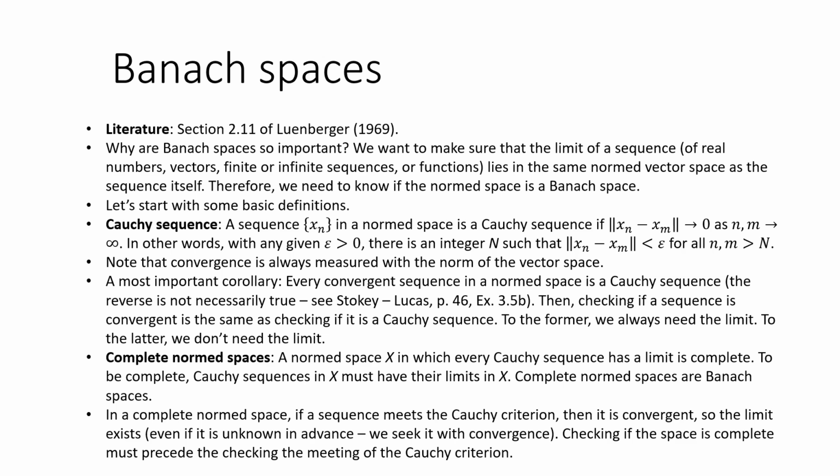Some important consequences. Every convergent sequence in a normed space is a Cauchy sequence. So if we have a convergent sequence, then it is a Cauchy sequence. The reverse is not necessarily true. Note that. See the Stokey and Lucas textbook. They claim the same. So every convergent sequence is a Cauchy sequence, but not every Cauchy sequence is a convergent sequence.